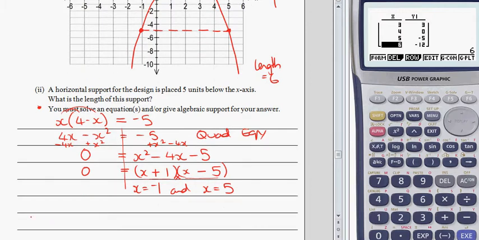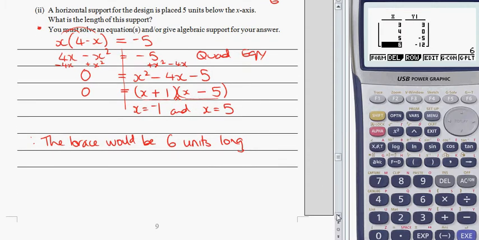And just a sentence to say, therefore the brace would be 6 units long. You might need to do some revision about solving quadratic equations. Right, and quickly on to the last part of the question.